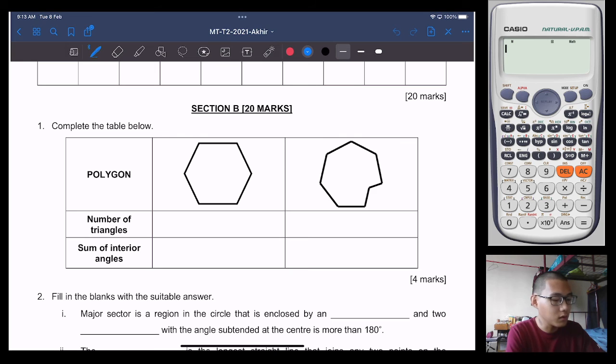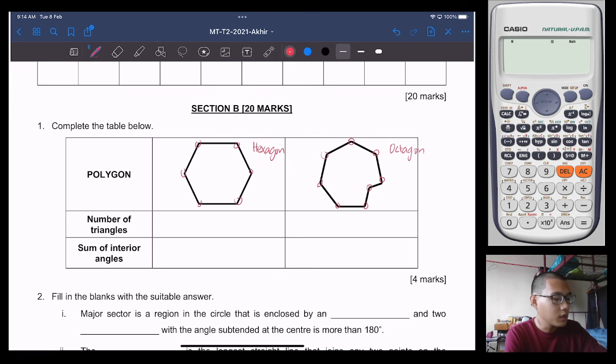Given the polygons, we have a hexagon. How many edges are here? We have 8 vertices here, right? So this is an octagon, and this one has 6 vertices, so we name it a hexagon. It doesn't mean that this is regular. We just present a regular hexagon, but in general it's a hexagon.